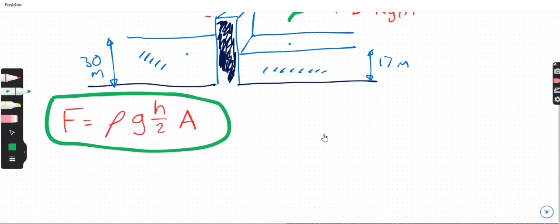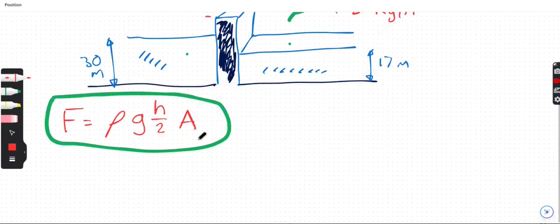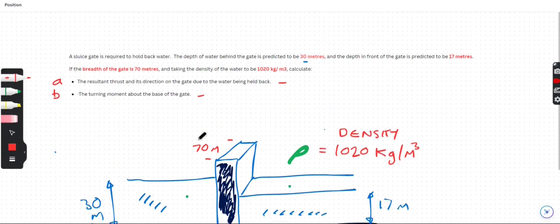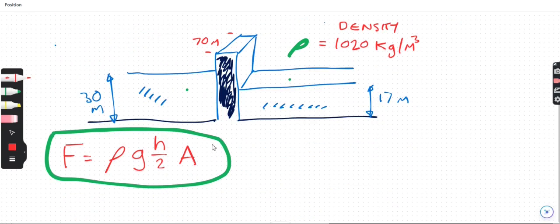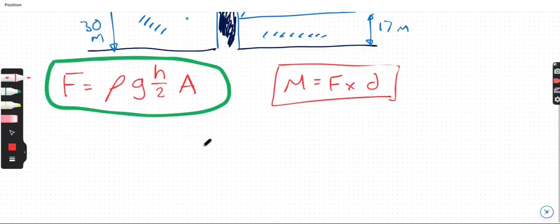That's the formula for the force, and then we've got to do moment. So the resultant first, working both out and taking one away. And then part B is the resultant turning moment, probably. I put resultant in there because I'll probably do it that way. There's a couple of ways you can do this question. So the resultant moment, and we know that moment is force times distance. That's the problem.